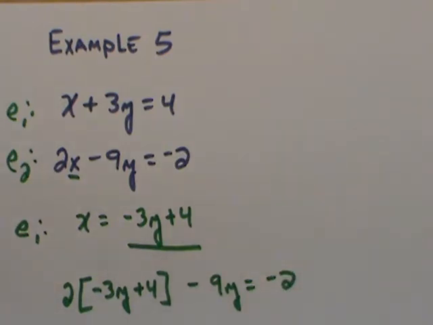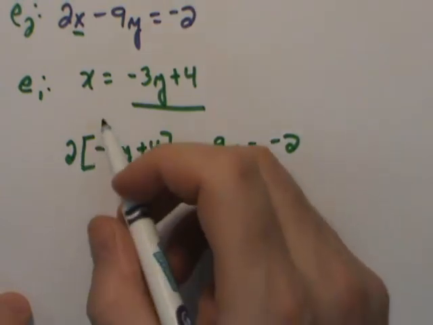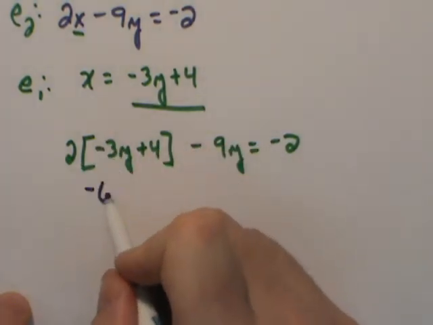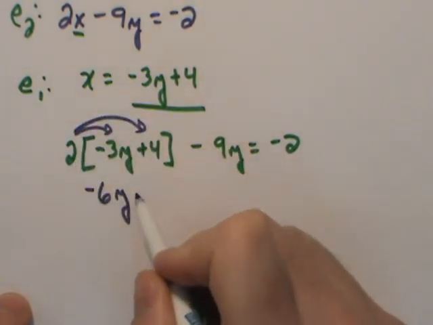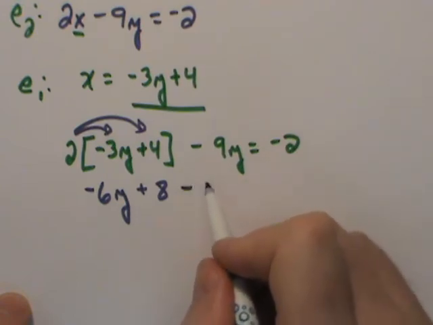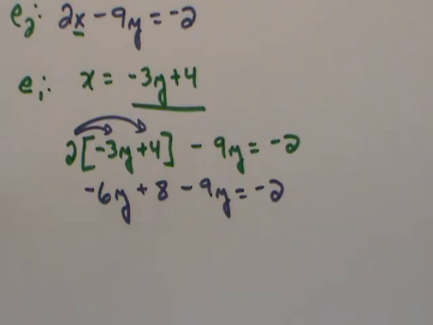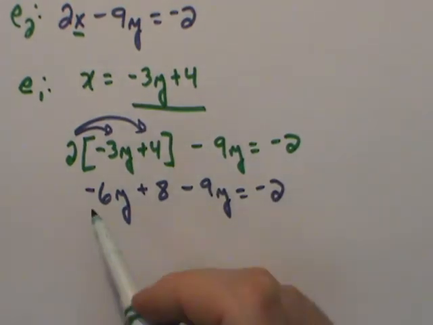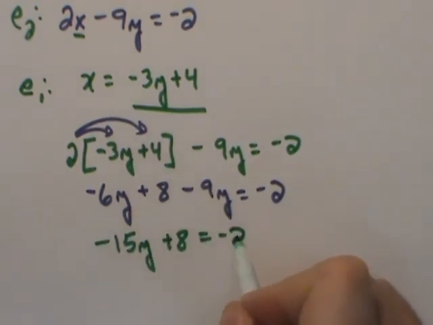I want to solve this equation. I just have y's there, and so I'll distribute and simplify. 2 times negative 3y is negative 6y. 2 times 4 is 8. This comes straight down, minus 9y equals negative 2. Simplify what I have. Negative 6y, negative 9y would be negative 15y. Plus 8 equal negative 2.